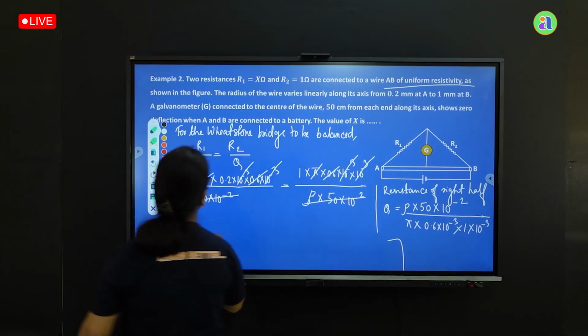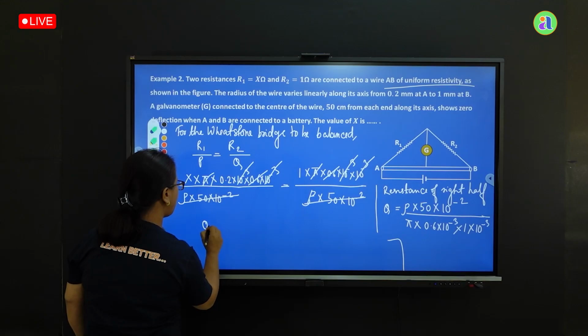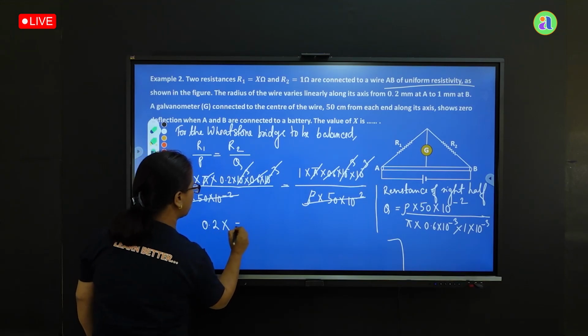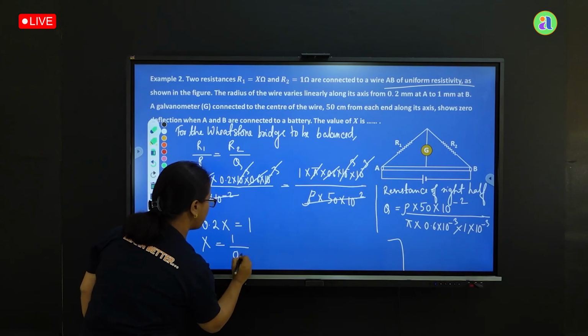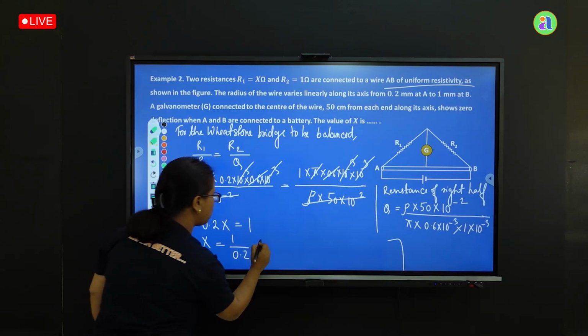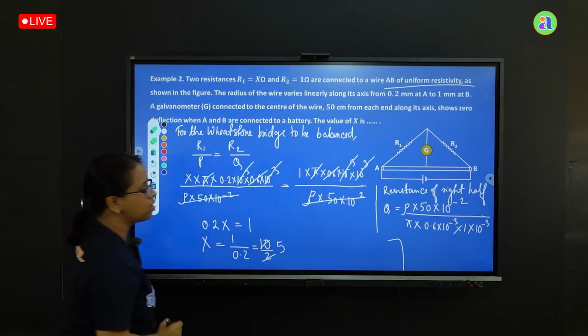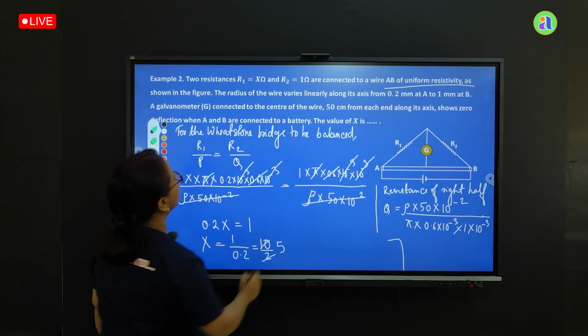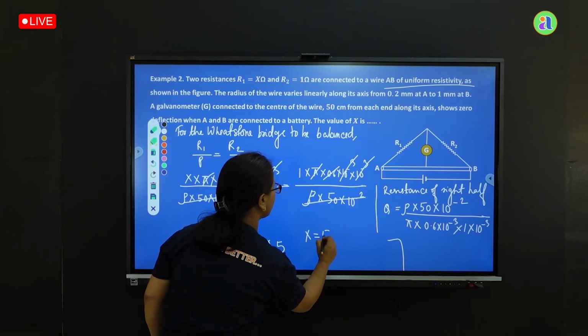Wonderful. So we have 0.2x is equal to 1, or x is equal to 1 by 0.2, that's equal to 10 by 2, or 5. So we can very well see that the value of x comes out to be 5.